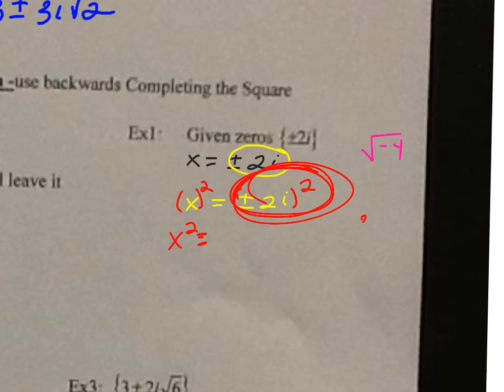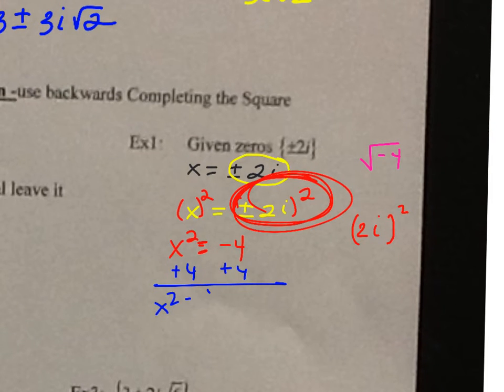Type in parentheses, 2. Press the i button. The i button is by the decimal, so you have to hit second decimal. Type in i. Close the parentheses, and then hit squared. And what you'll get is negative 4. See, that got rid of the i. And now we just have to get it to equal 0, so add 4. x squared plus 4 equals 0. And that's the final answer for that one.